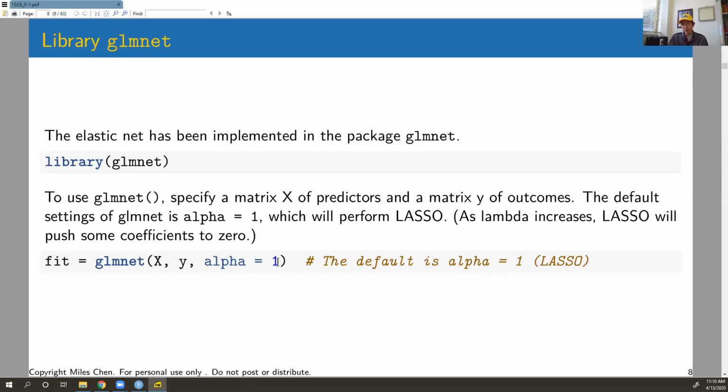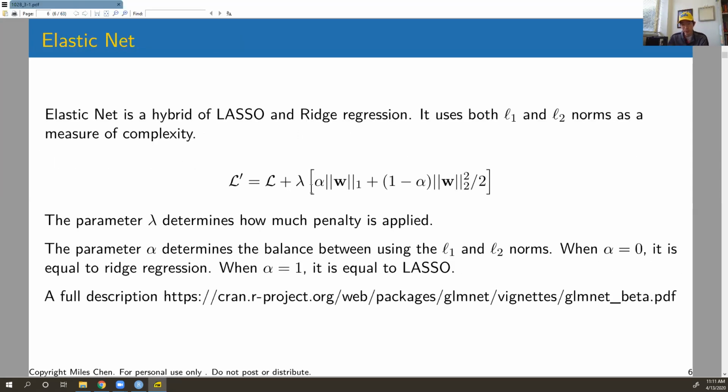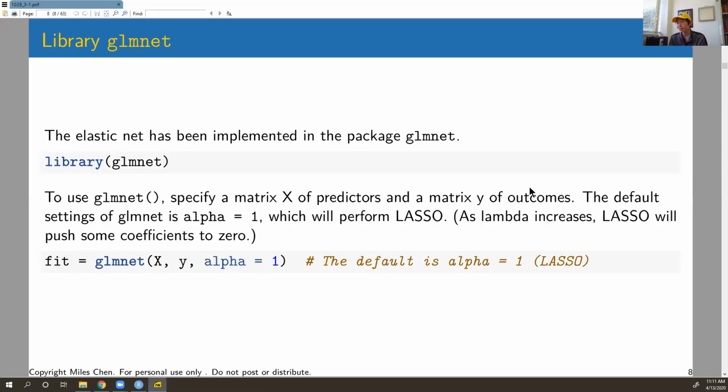By default, alpha is equal to 1, okay? But you can change alpha anywhere from 0 to 1. So with alpha equal to 1, remember the formula back here, all the complexity is determined entirely by the L1 norm, which is equivalent to LASSO, okay? And then if alpha was 0, all the complexity is determined by the L2 norm, which would make it equivalent to ridge regression.